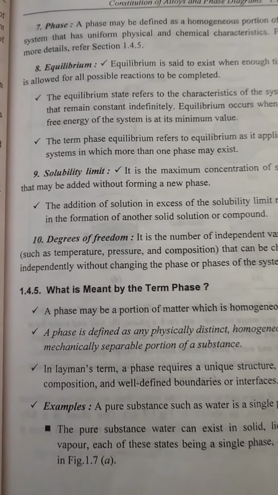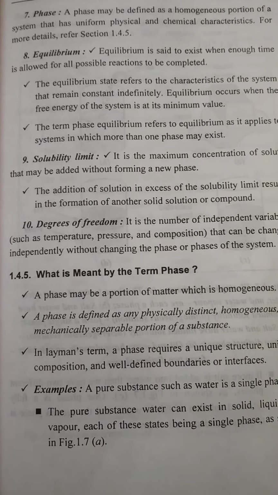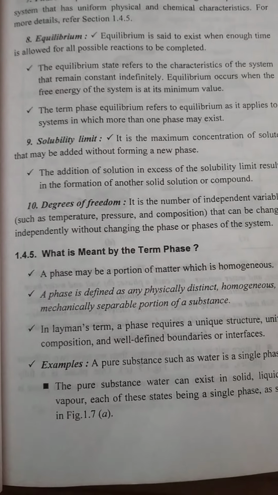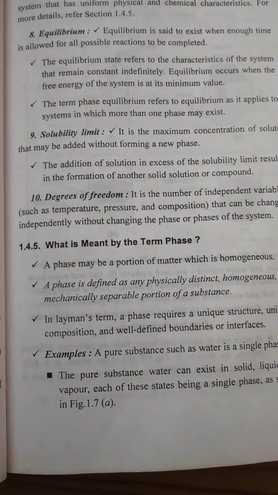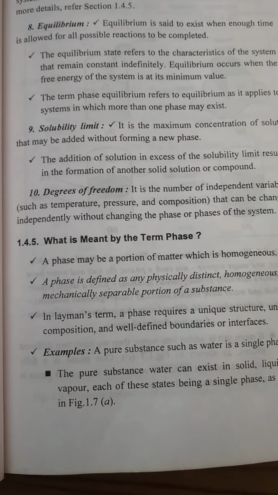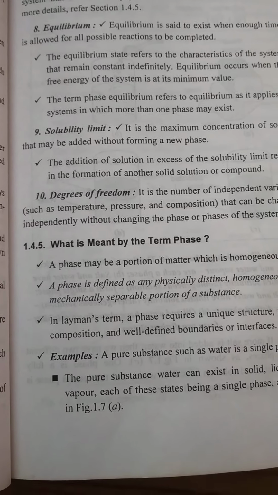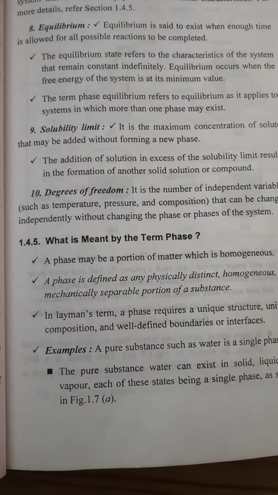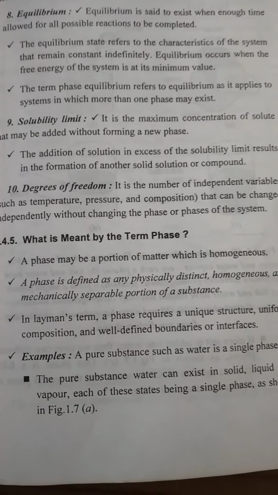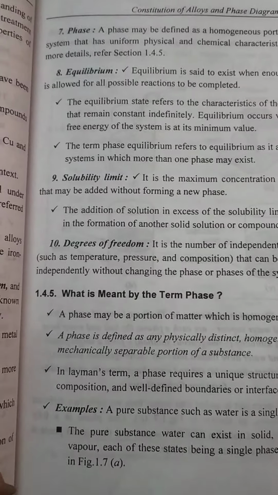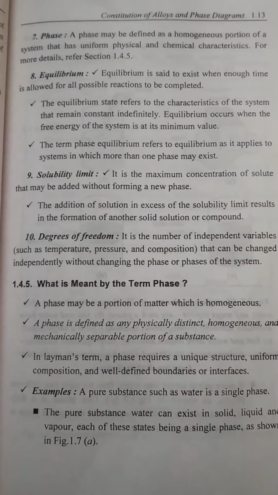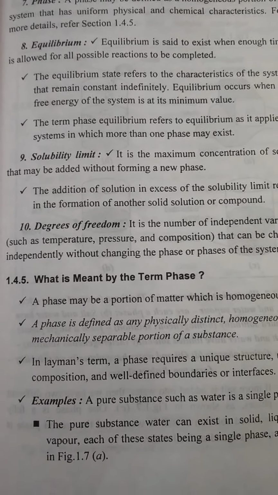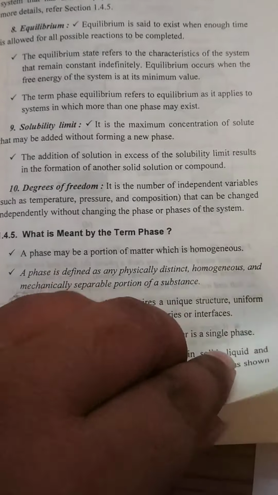And degrees of freedom is nothing but the variables such as temperature, pressure and composition that can be changed independently without changing the phase of the system. So degrees of freedom is the number of independent variables: I can vary temperature, pressure or composition such that the phase of the system does not change. So that is the degrees of freedom. So what is meant by phase? We have seen it clearly.